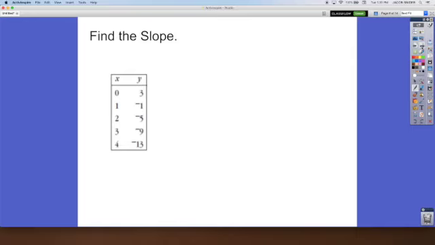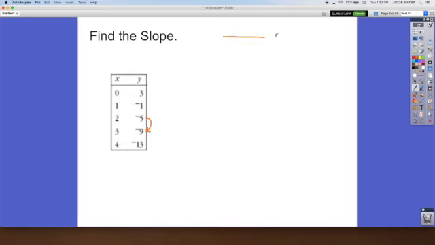Try another one. Here we go. This is a little bit trickier, so pay attention. What is my slope? Okay, I'm going to do y's first. How much does it change? Let's do this point here. Here, -5 to -9. How much does that change?